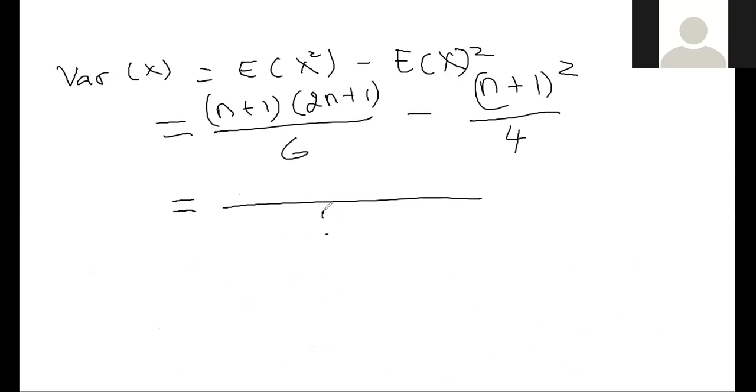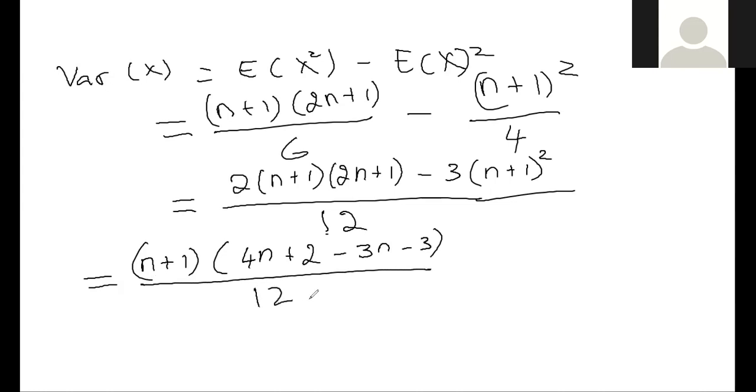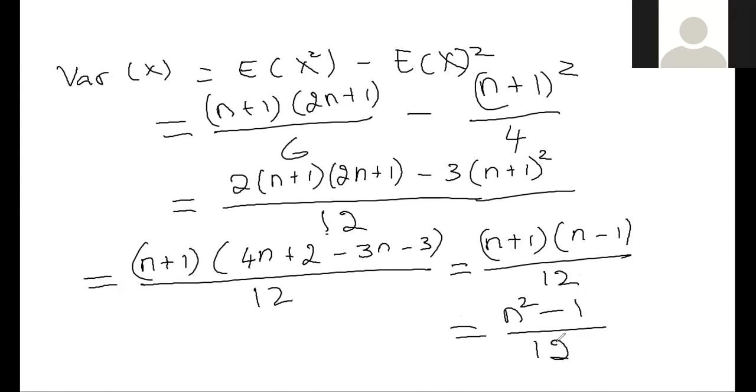So the common denominator here will be 12. Now we will multiply the numerator here by 2. Minus 3. Which is equal to, we can factor n plus 1. Now multiply here by 2, we will have 4n plus 2. Minus 3n minus 3 over 12. It is n plus 1 times n minus 1. It is n squared minus 1 over 12.